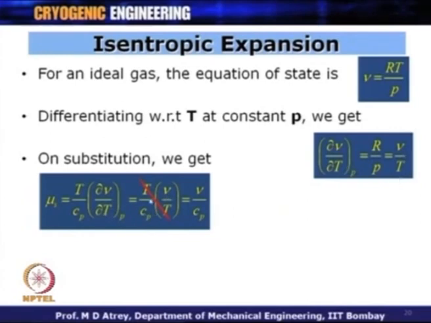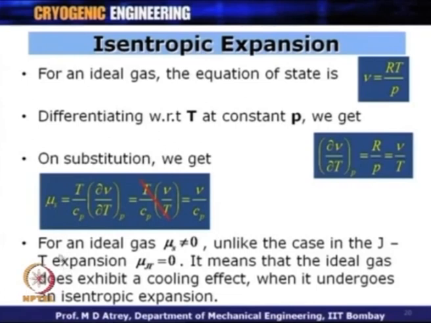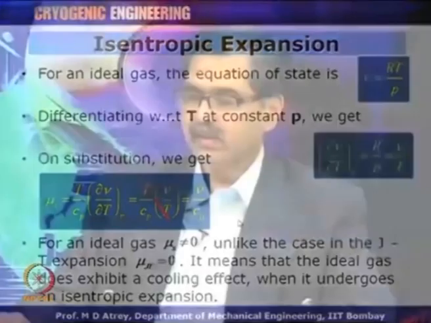What does it mean? It means that for an ideal gas, mu S is a non-zero quantity. In the earlier case, for an ideal gas, mu JT was 0. Unlike the case in the JT expansion, when the enthalpy was constant, we found that mu JT was equal to 0. It means that the ideal gas does exhibit a cooling effect when it undergoes an isentropic expansion. This is a very important thing to understand: whatever happens, when the gas is expanded isentropically, it would always result in cooling, and this is true for the ideal gas also, which was not true in the earlier case when the JT expansion happened. Now, we just found that for an ideal gas, mu S is positive, non-zero, and what we will see now is what happens to mu S for a real gas.